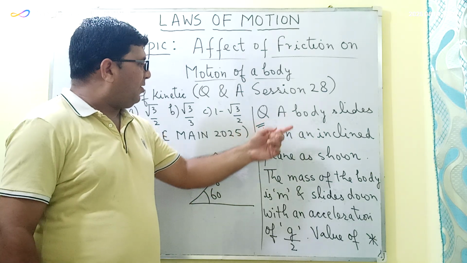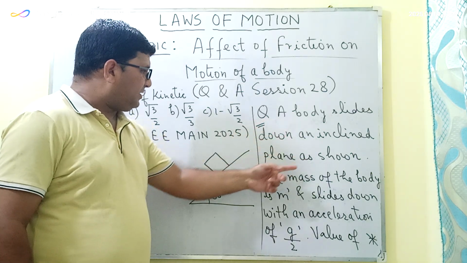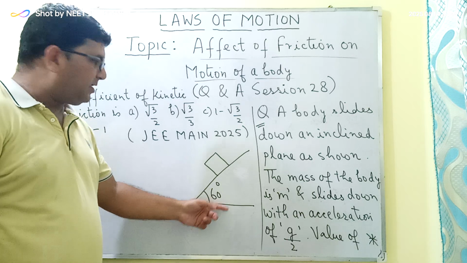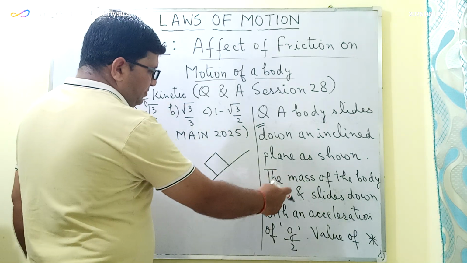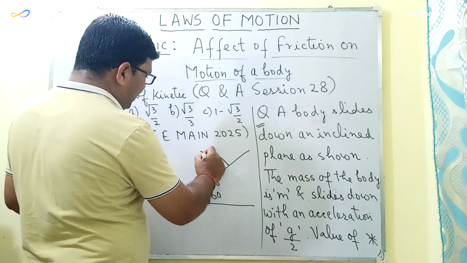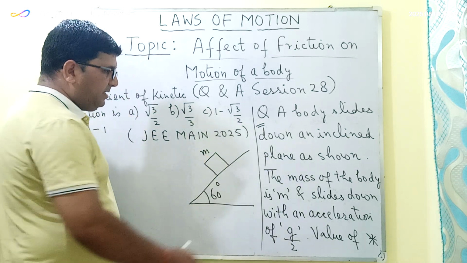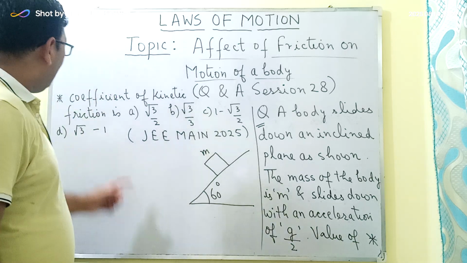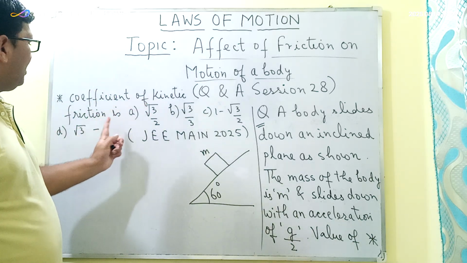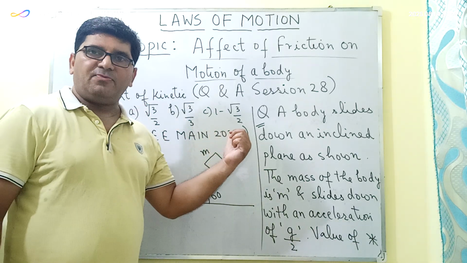The question here is: a body slides down an inclined plane as shown in this figure. This is the figure which was provided along with this question. The mass of the body is small m, and it slides down with an acceleration of g by 2. So the value of the coefficient of kinetic friction is, चार options दिए गए हैं and we have to find the correct option.